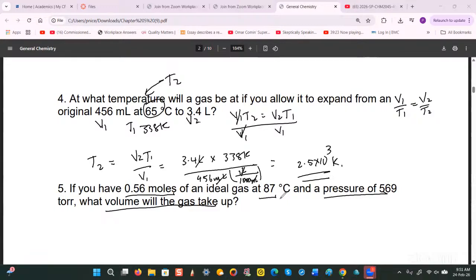They gave you the moles, which is N. Write this here. This is N. They gave you the temperature, which is T, which by the way, you have to convert to Kelvin. Let me do that now actually. 87 plus 273. So this works out to 360 Kelvin. All right. They gave you the pressure. And they're asking for the volume.